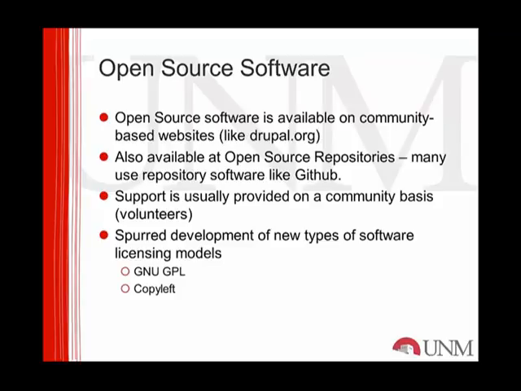You can go to an open source product's website like Drupal.org or mapserver.org, or you can go to open source repositories to find open source software. A lot of them are based on the GitHub repository model. So if you've heard of SourceForge, that's another repository. GitHub is both a repository and an open source software product, so it's a little more confusing.